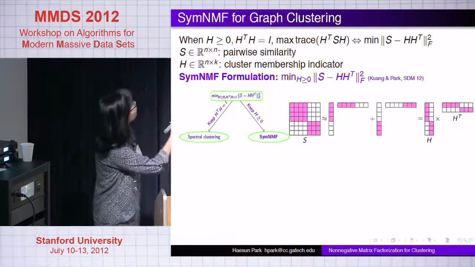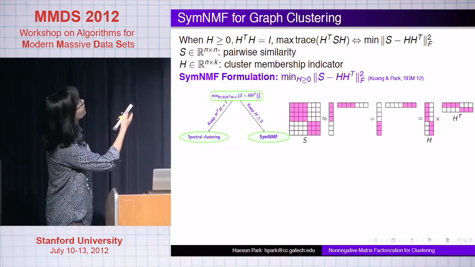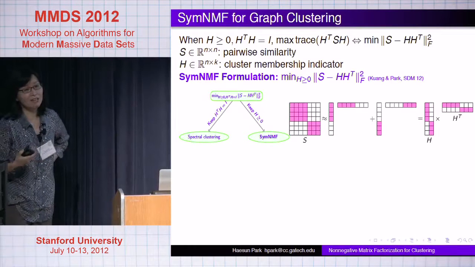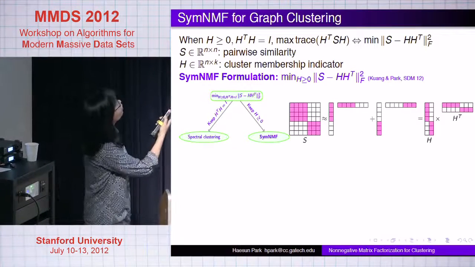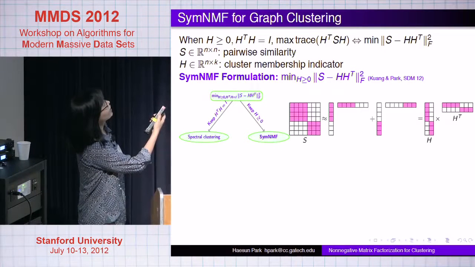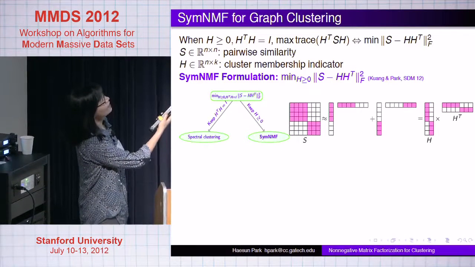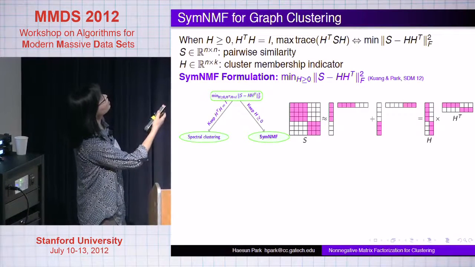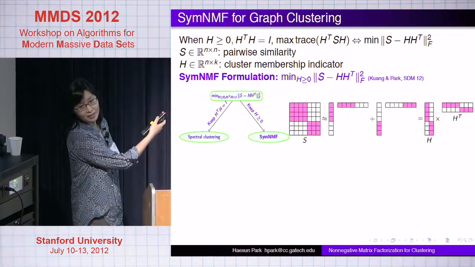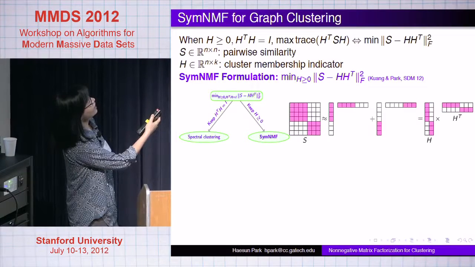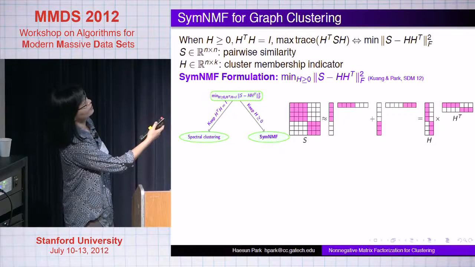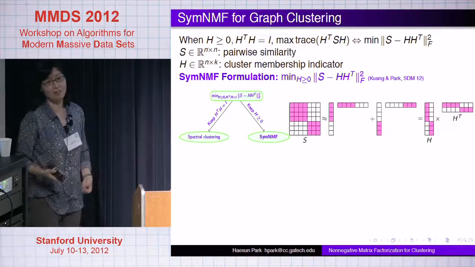Okay, so now what we want to do is generalize NMF so that it can deal with nonlinear structure, so that it can behave like spectral clustering. That's what we call symmetric NMF. So now I'm proposing this symmetric NMF as a general graph clustering method. What's the motivation? If H is a cluster membership indicator matrix, so it's non-negative and H transpose H is identity, then this is usually the objective function that appears in graph clustering. It depends on what S is. This is a similarity matrix.